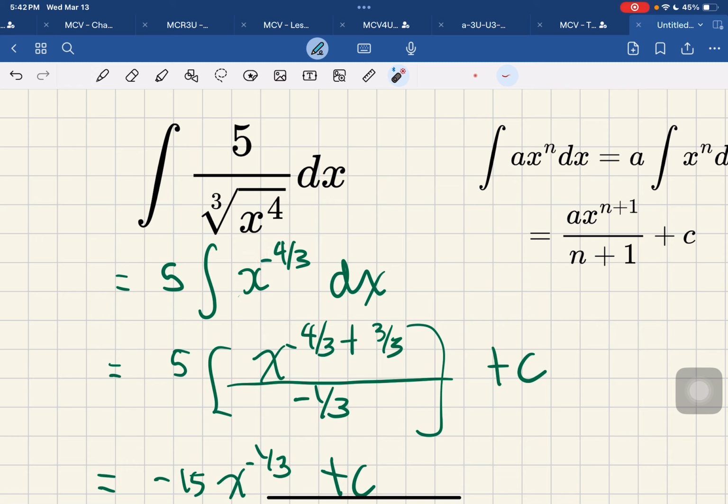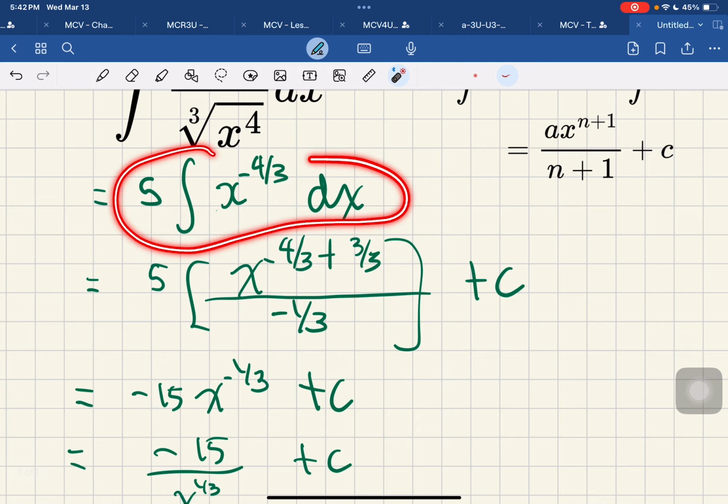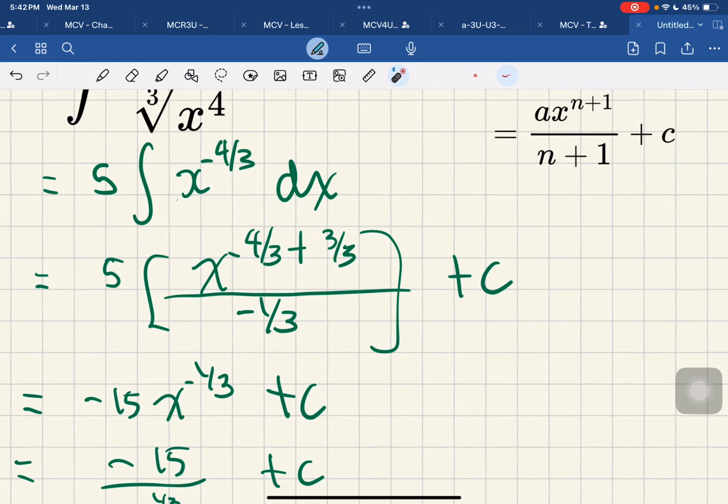First thing I have to do with questions like this is write them in this way. I have to get rid of the radical symbol and write it as a fractional or rational exponent. Then I still haven't done any calculus. That's just simplifying. The next step, I do calculus.